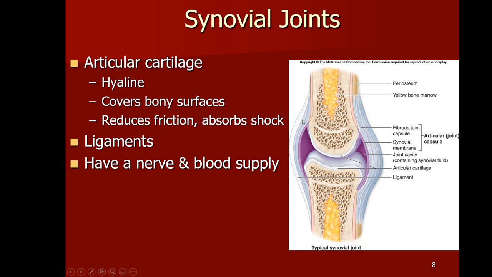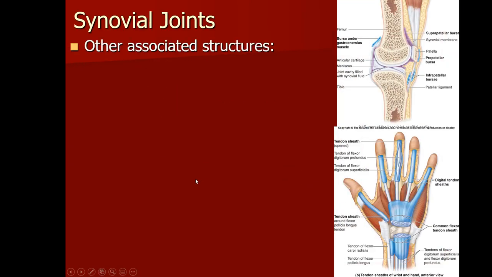We have ligaments. Ligaments, by definition, are dense, regular connective tissue that connect bone to bone. So this could be a ligament right here, connecting bone to bone. And there's also a blood and nerve supply. And in addition, we have some other stuff.